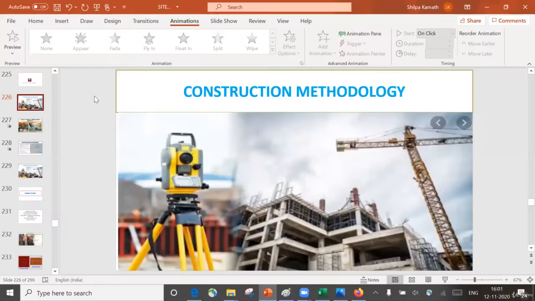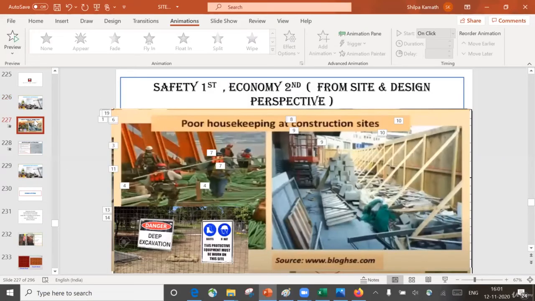In this lecture, we'll try to see what are the construction safety measures that we need to practice while working at the site. There are certain precautions that a site engineer has to take. There are certain safety measures that we need to take while working at the site. And we'll try to see it from site point of view as well as design point of view.